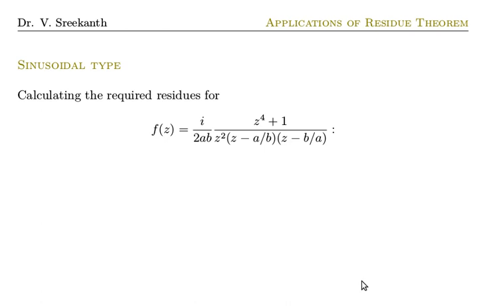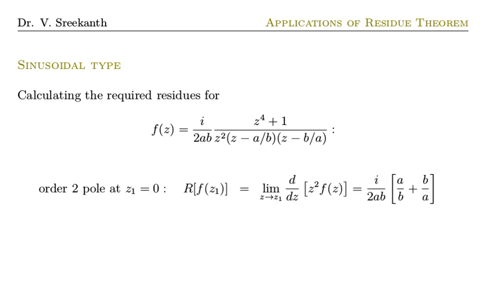So this is the function that we have, i by 2ab, and we need to calculate the residue. There is no simple way here. First and foremost we have to find the order 2 pole at z1, and the formula we have to use is the limit as z goes to z1 of d by dz of z square f of z. You do the algebra, the differentiation, and make the substitution z equal to z1.